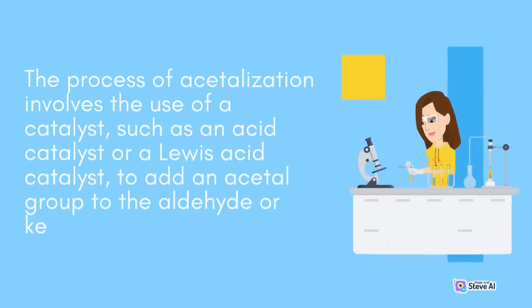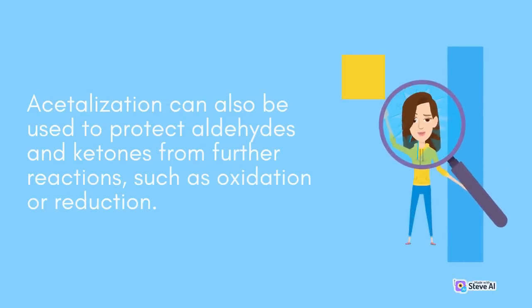The process of acetylization involves the use of a catalyst, such as an acid catalyst or a Lewis acid catalyst, to add an acetal group to the aldehyde or ketone. Acetylization can also be used to protect aldehydes and ketones from further reactions, such as oxidation or reduction.